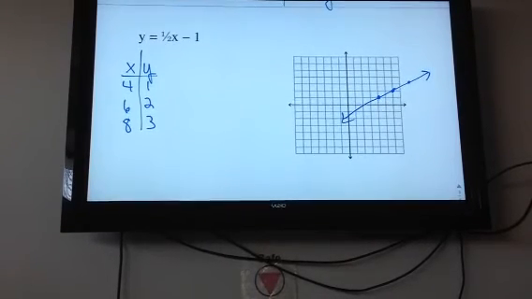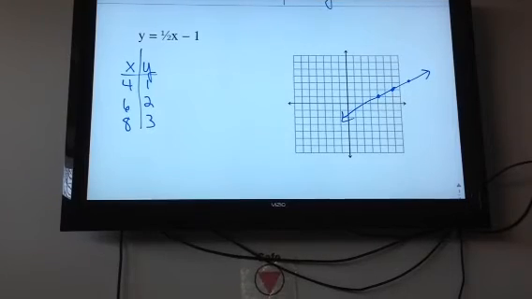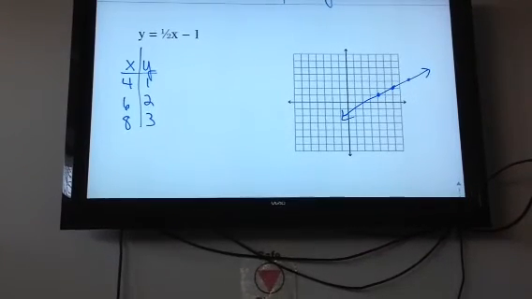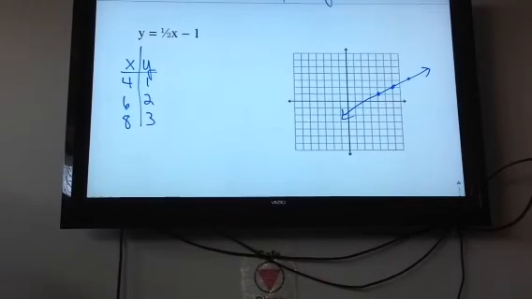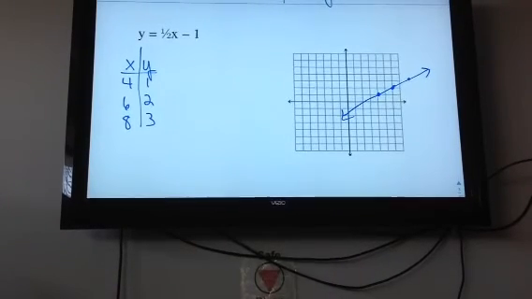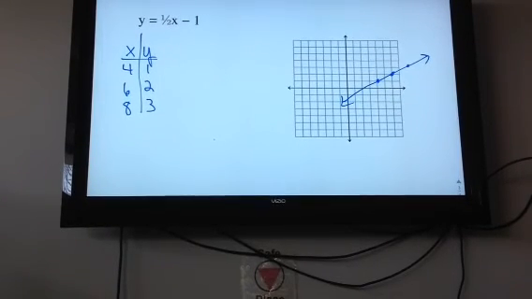So whether you're doing intercepts or tables, you're plugging in numbers for x and solving, or y and solving. It's all about the solving, as will be in our third method. Okay, question.